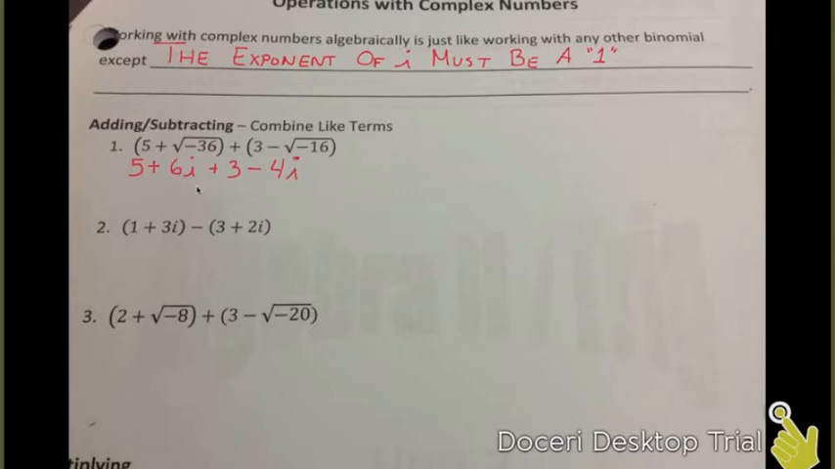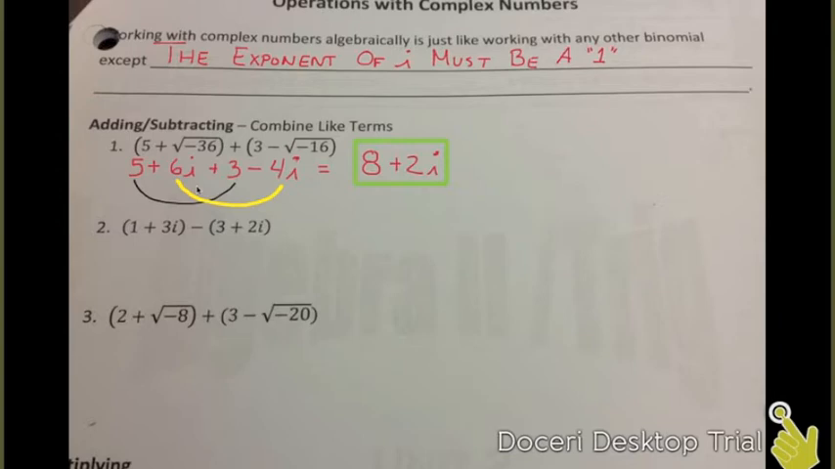Now we want to look at this and see, okay, what can we put together? Well, I notice that I have a 5 and a 3 that can go together, which will give me an 8. And I notice that I have a +6i and a -4i. When I put those together, I end up with +6 minus 4 is +2i. And that is it. You cannot put the imaginary together with the real. It is 8 plus 2i, another complex number.